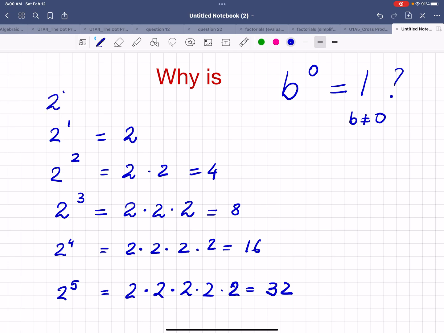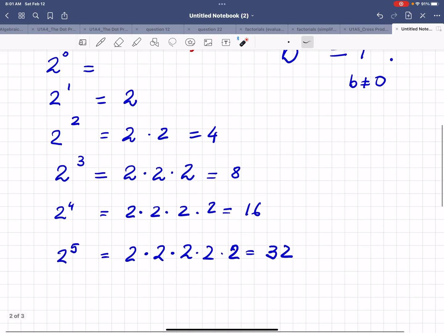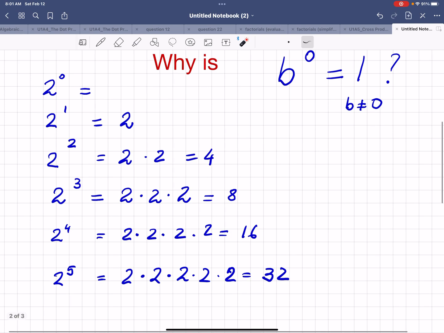And 2 to the power of 0, we want to answer this question because we don't see how a number can multiply itself never. So for now, I just want us to observe the pattern.